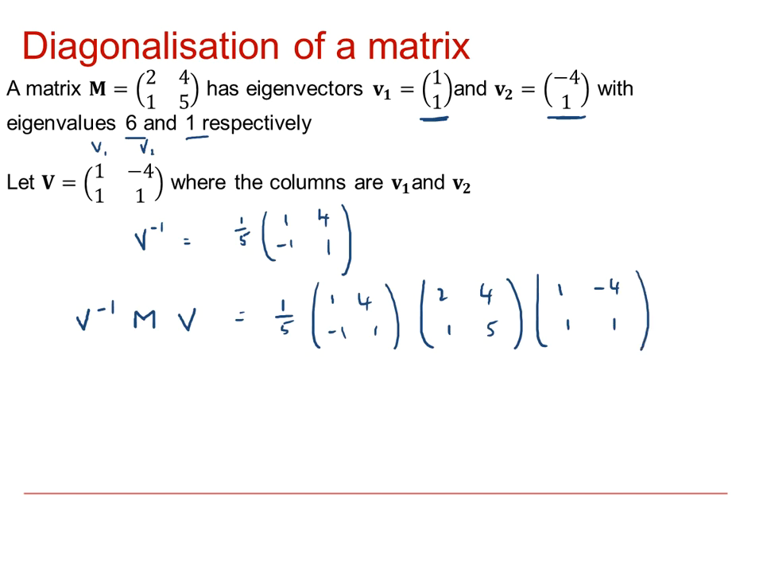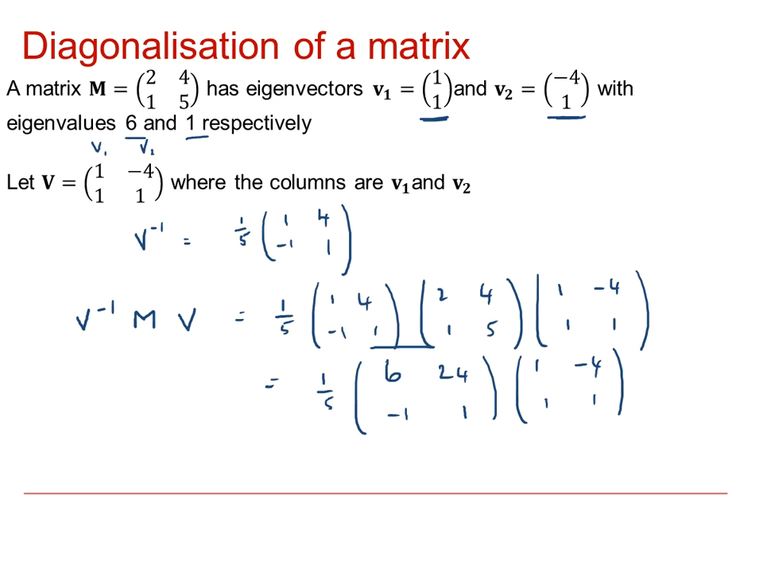Now if we multiply these first two matrices together, we get 1/5. We'll see that we get 2 plus 4 is 6, and then 4 plus 20, 24, second element. Moving down to the second row, negative 2 and 1 gives negative 1, and multiplying the second row by the second column, negative 4 plus 5 is 1. Then we get 1, negative 4, 1, 1.